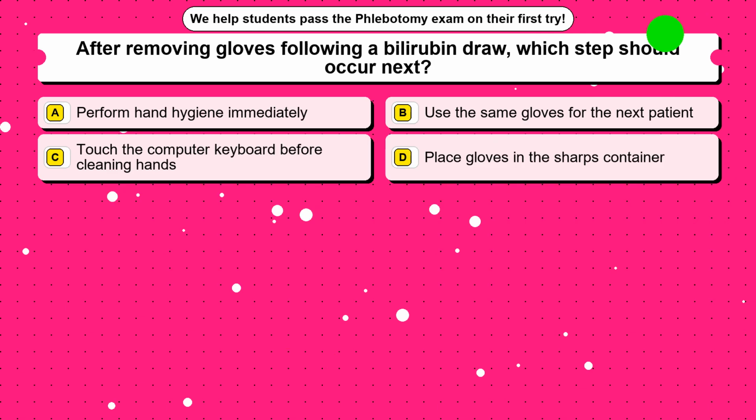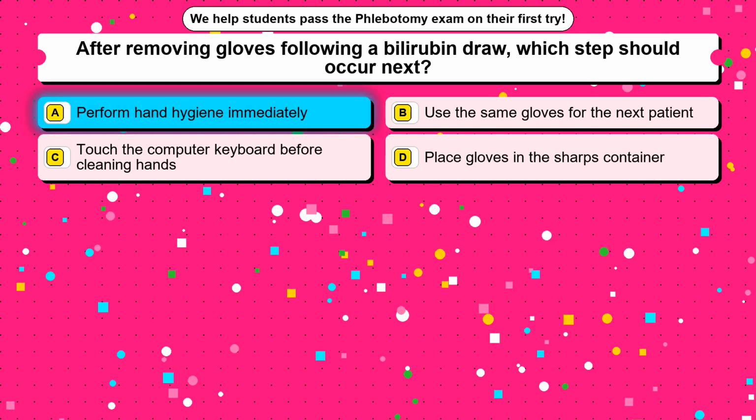Question 13. After removing gloves following a bilirubin draw, which step should occur next? Option A. Perform hand hygiene immediately. Option B. Use the same gloves for the next patient. Option C. Touch the computer keyboard before cleaning hands. Option D. Place gloves in the sharps container. The correct answer is option A.